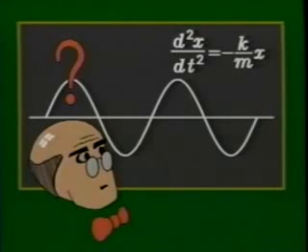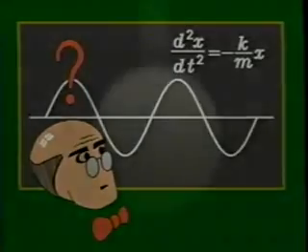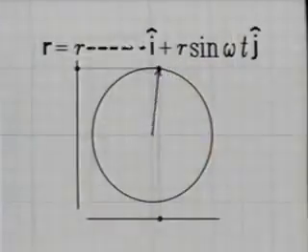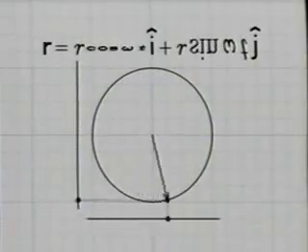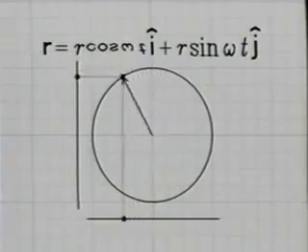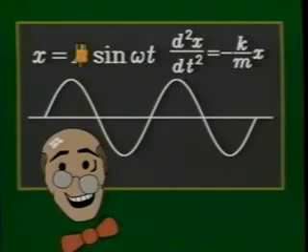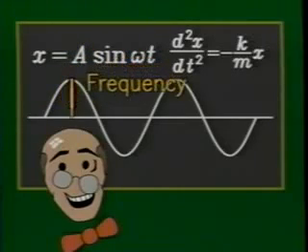A long time ago, someone guessed that the solution may be a sine function. It was an educated guess, because the motion of a mass oscillating on a spring resembles the motion of the shadow of a particle moving in uniform circular motion. So the idea of guessing a sine function seemed quite natural. In this case, a sine function with amplitude A and angular frequency omega.